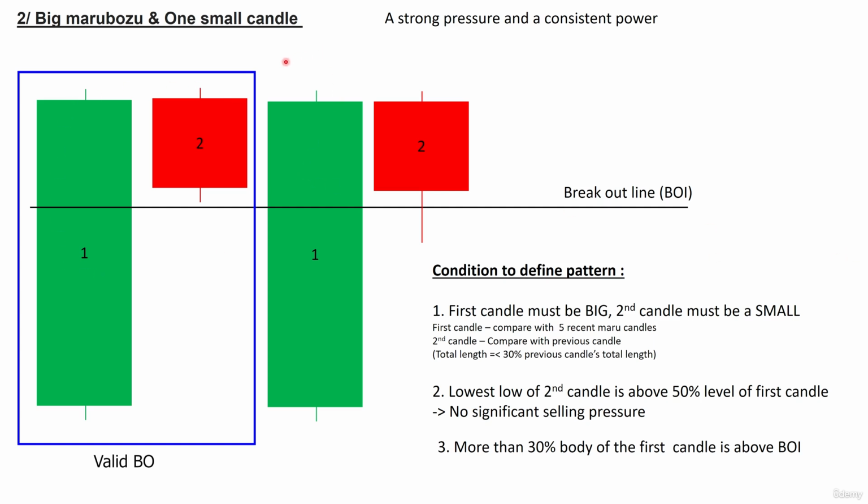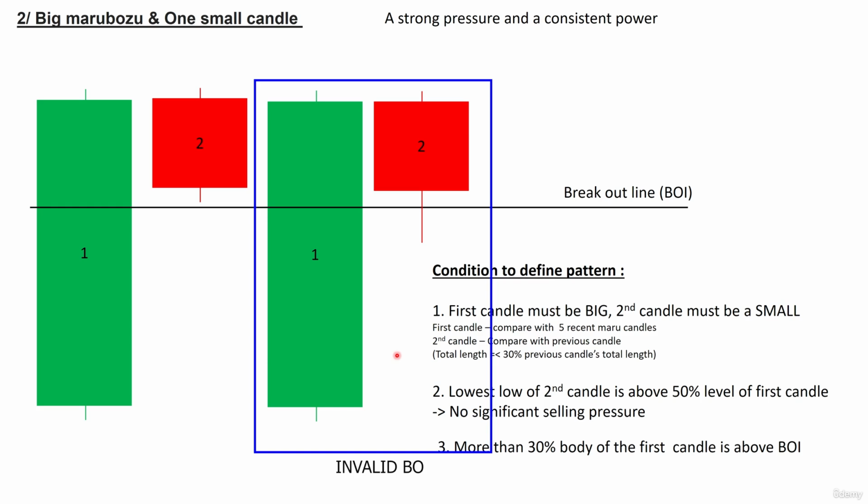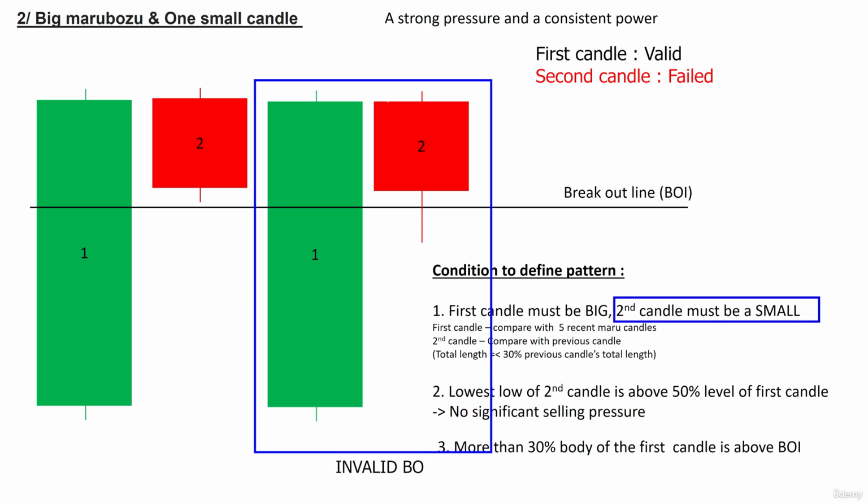But when we look at the second pattern on the right side, the first candle is still big, but this time the second candle is not small, because you can see the total length of the second candle here, from highest to lowest, is equal to half of the first candle. Therefore, the second candle at this time is failed. Therefore, you can apply breakout with the confirmation from this point, right?